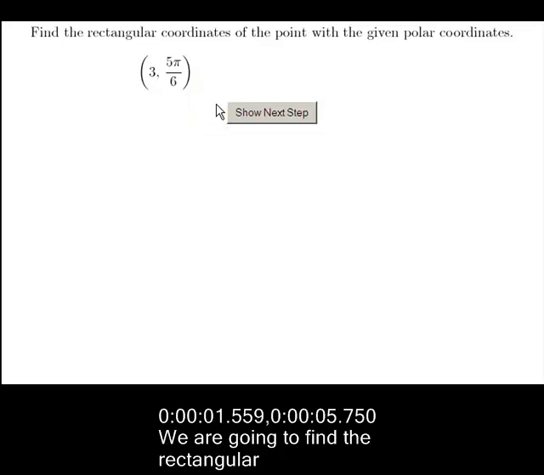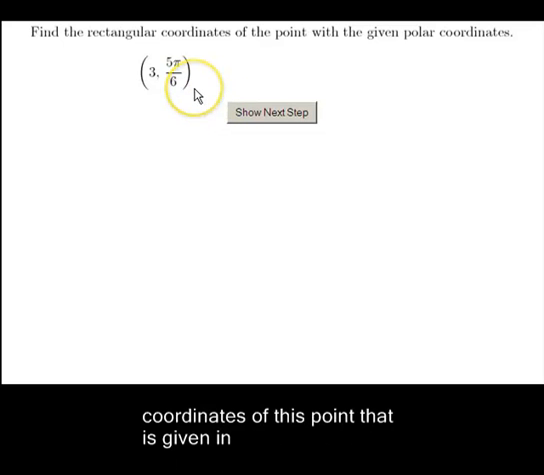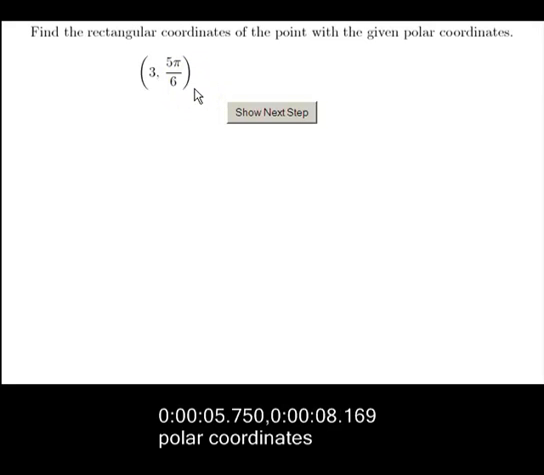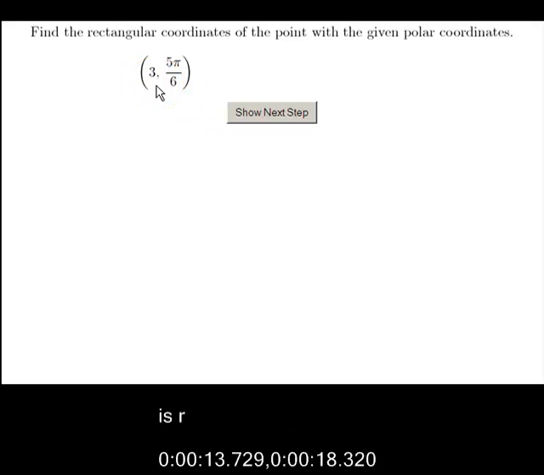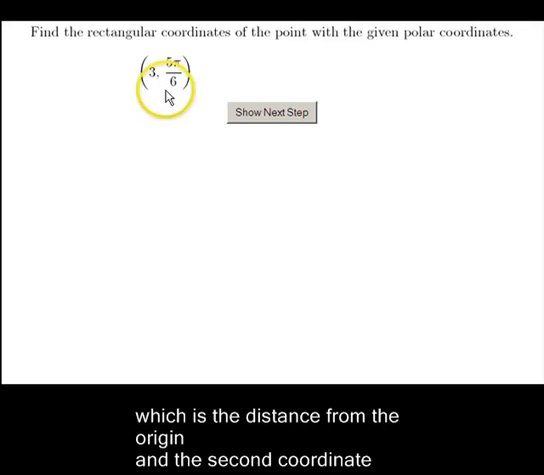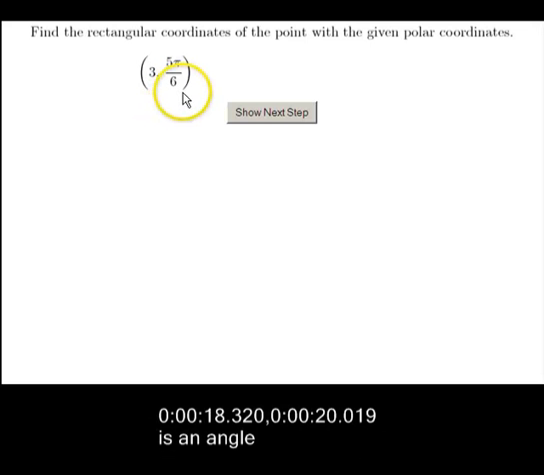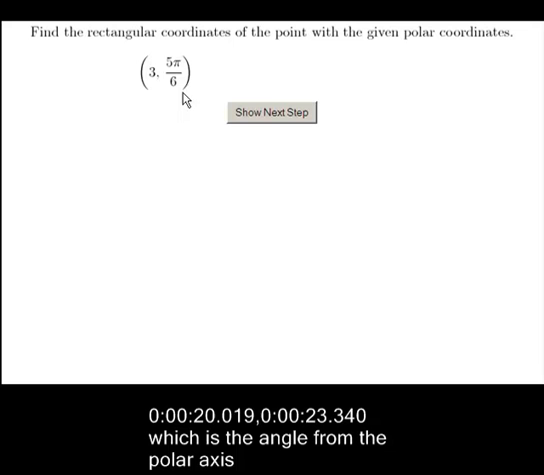We are going to find the rectangular coordinates of this point that is given in polar coordinates. Remember, in polar coordinates, the first coordinate is r, which is the distance from the origin, and the second coordinate is an angle, which is the angle from the polar axis.